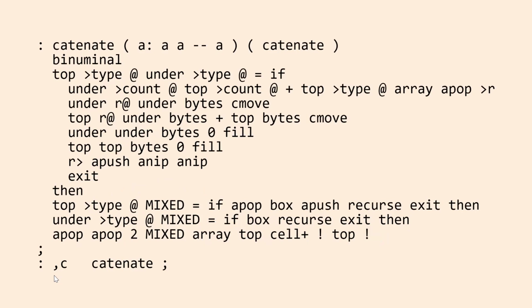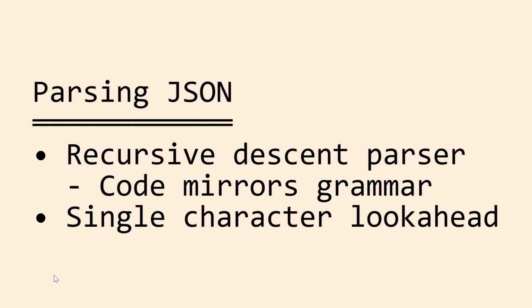So I need the word catnate. So catnate will take 2 arrays and slam them together. It does take some extra care around the situation where you mix the data types of different arrays. And that's enough for JSON.